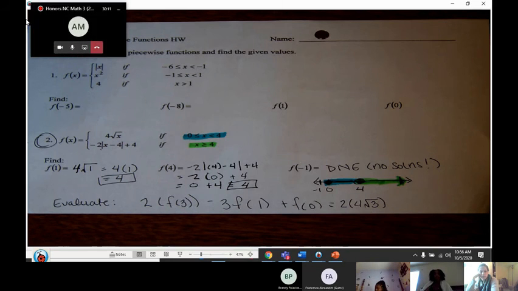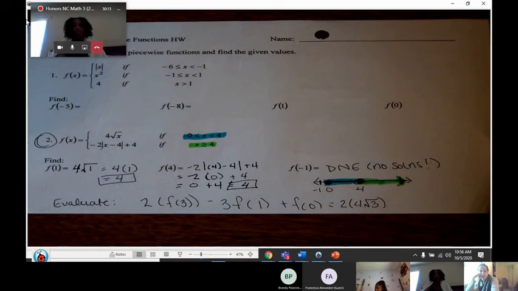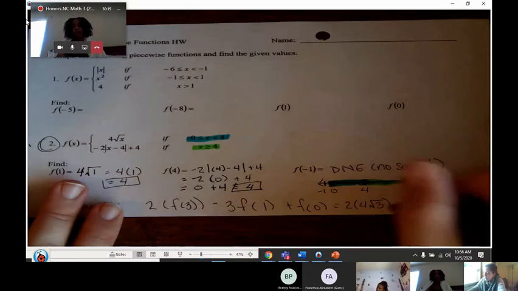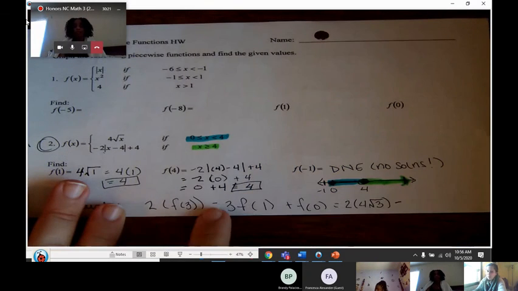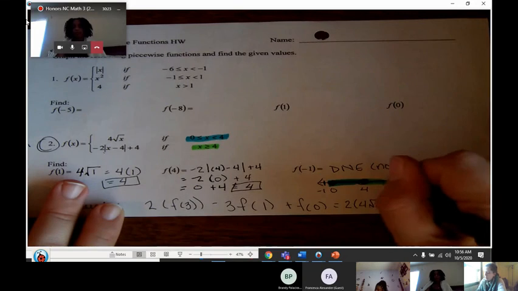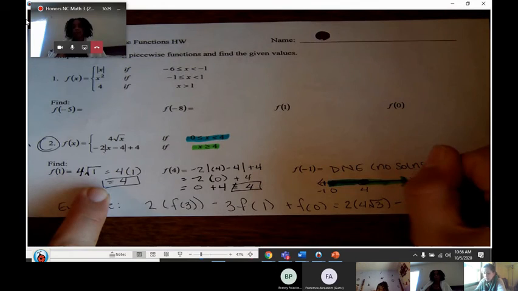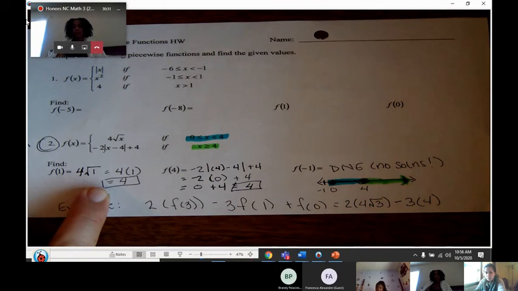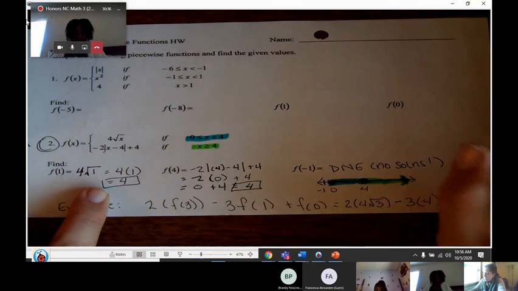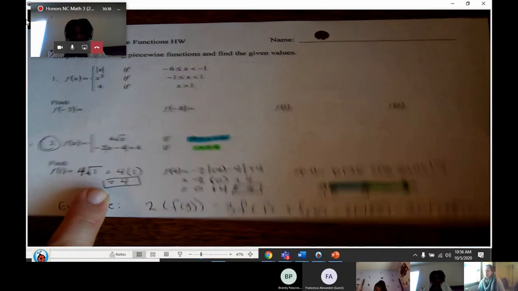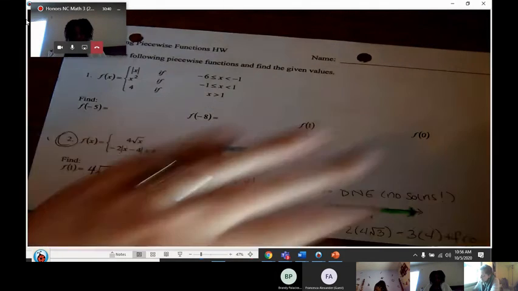Are we solving the evaluation right now? Yeah, we are, sorry. Okay, so we've replaced the f of 3. Now we have minus 3, and now we need to figure out what f of 1 is, but we already did that. We found f of 1 was 4, so we can just replace f of 1 with 4. Then we're adding on f of 0.